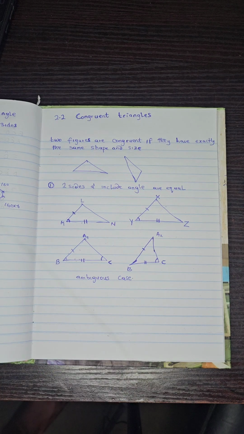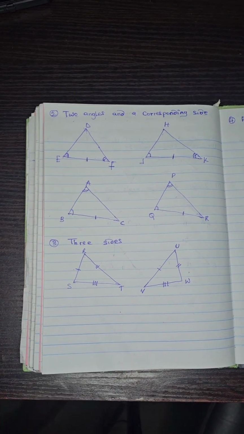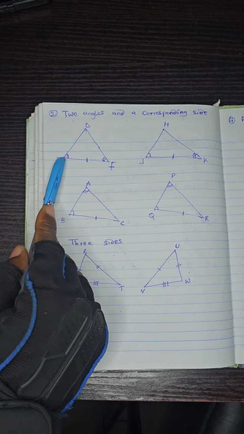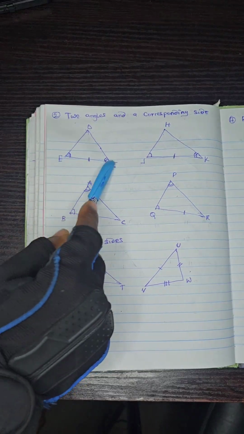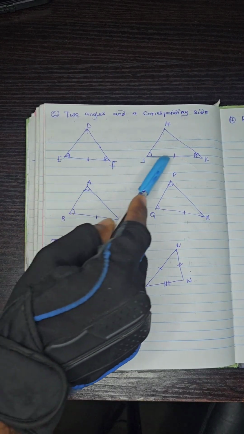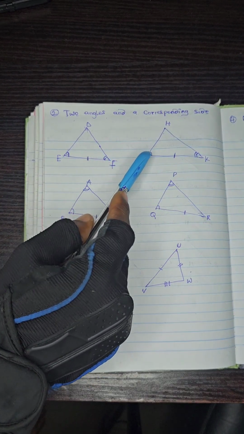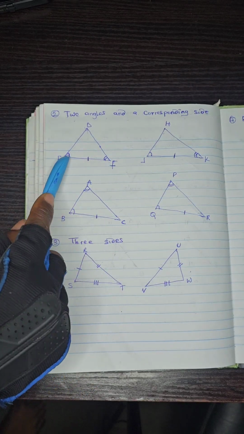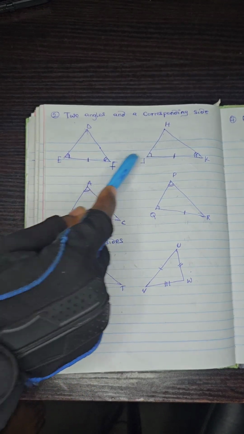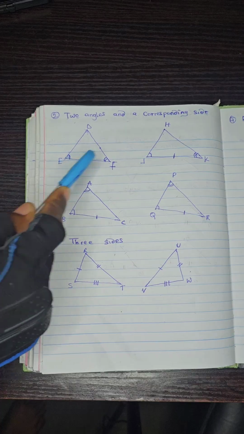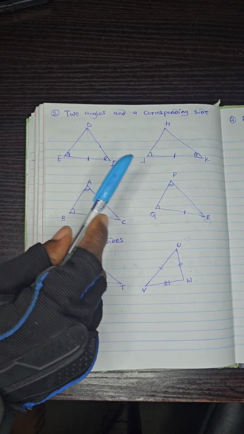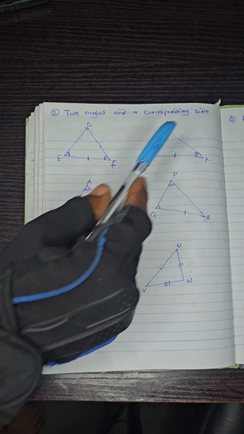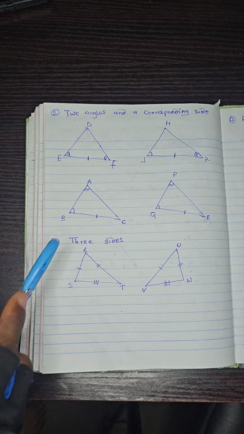Let's go to the second criterion, the second law. The second criterion for triangles to be congruent is when two angles and a corresponding side are equal. This is two angles. Corresponding side means the side between the two angles. So this angle is equal to this angle, and this is equal to this angle. As you can see, they indicated this is 1, this is 2 double stroke, and the corresponding sides are equal. Once you achieve that, the triangles are congruent.